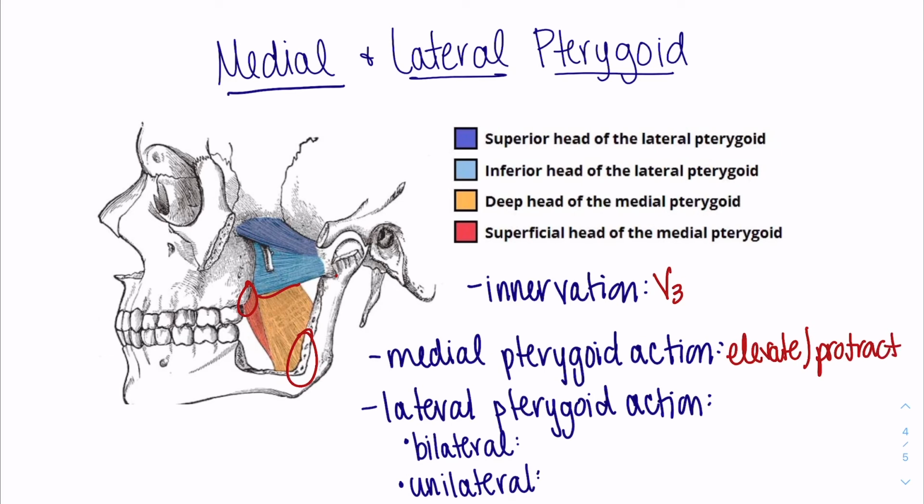And lastly, we have the lateral pterygoid. The superior attachment is the greater wing of the sphenoid, and the inferior is the lateral pterygoid plate. They connect to the temporomandibular joint, articular disc, and the neck of the mandible. Bilaterally, contraction protracts and depresses the mandible, and unilateral contraction produces a side to side or contralateral swing.